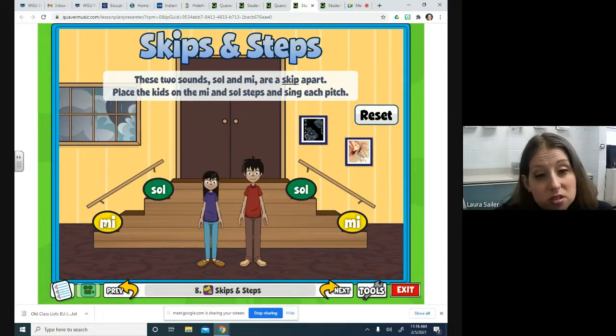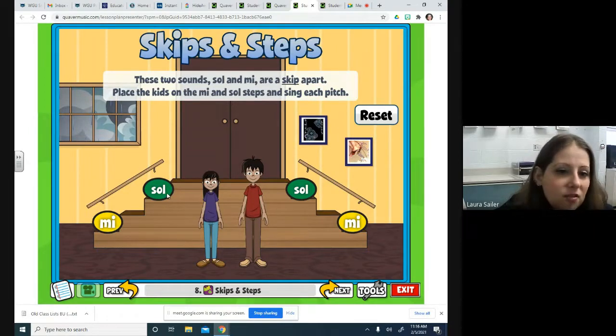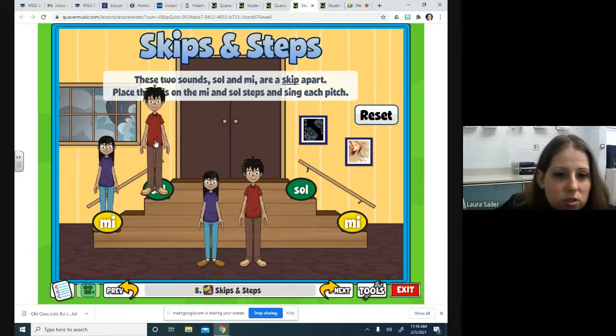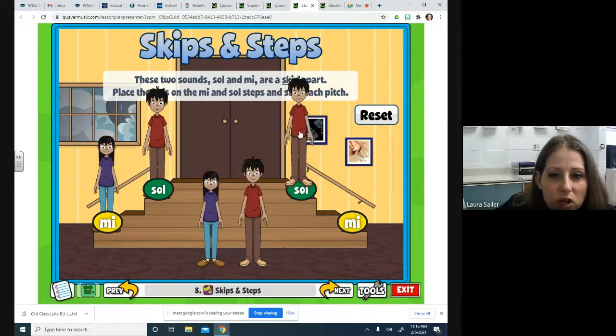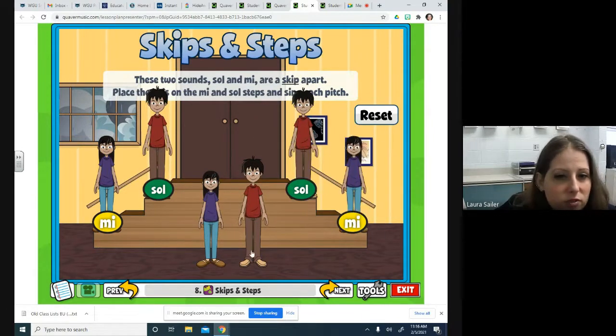So going back to Music Street, Mr. Me, if he wanted to see Mrs. So, not that he does, but he'd have to skip up to Mrs. So. And if Mrs. So wanted to see Mr. Me, she'd have to skip down to Mr. Me. So we can drag the kids. The girl's a little shorter than the boys. You can use the girl for me and the boy for so. And then you can sing them after you've dragged them, okay? So, me, so, me. So that's kind of what it looks like in steps. So remember, so to me is a skip, okay? Me to so is also a skip.